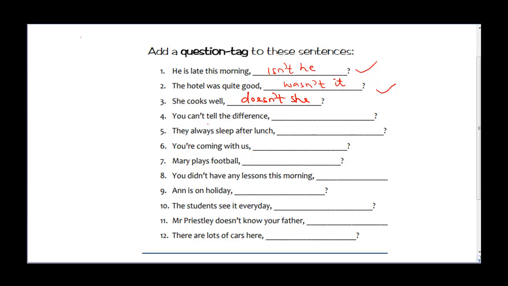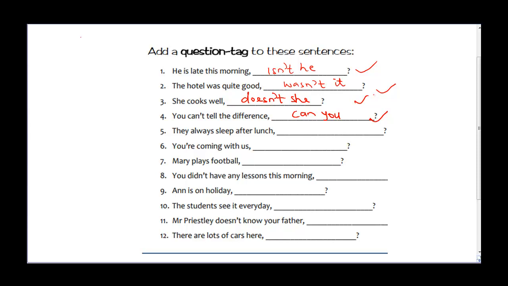Okay? So the next one says you can't tell the difference. That's what? A negative statement. You can't tell the difference. Can you? So it goes with what? A positive tag.